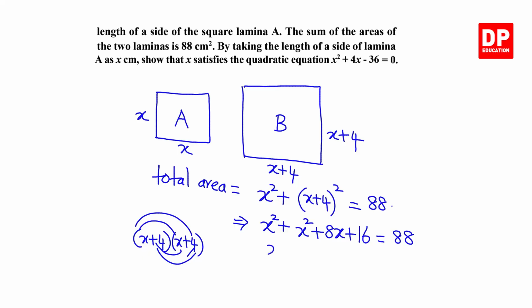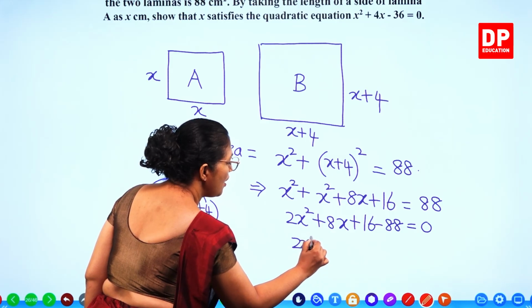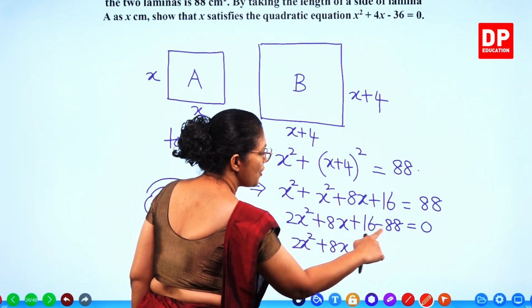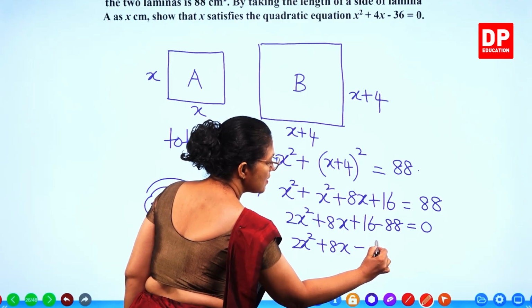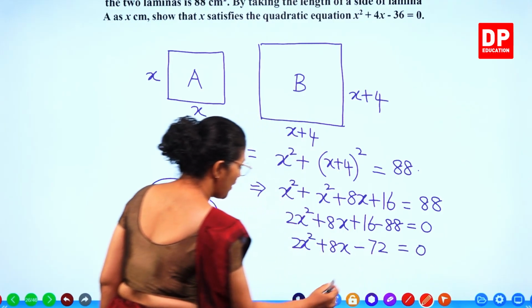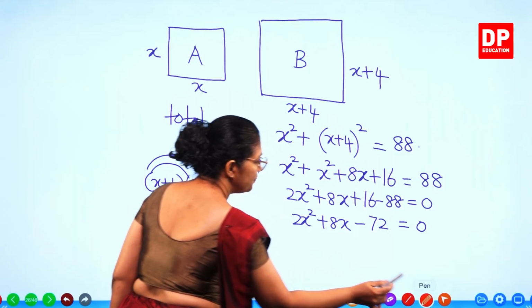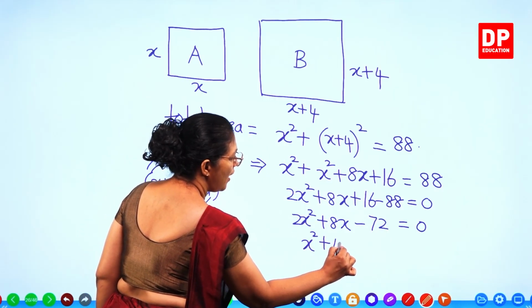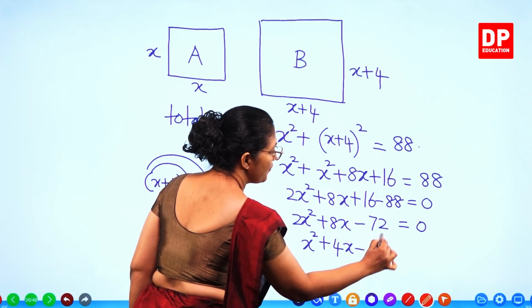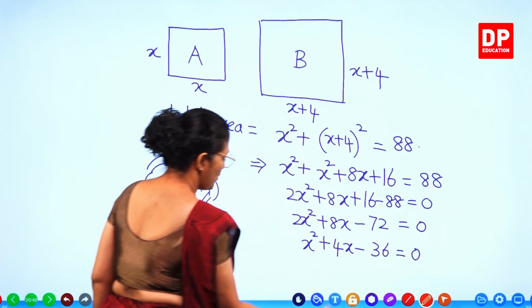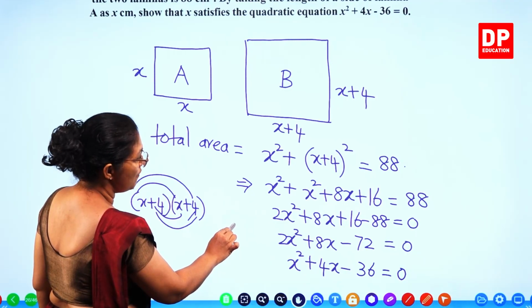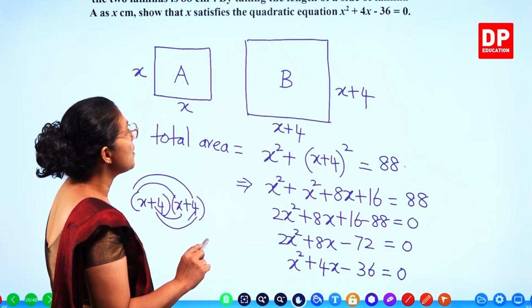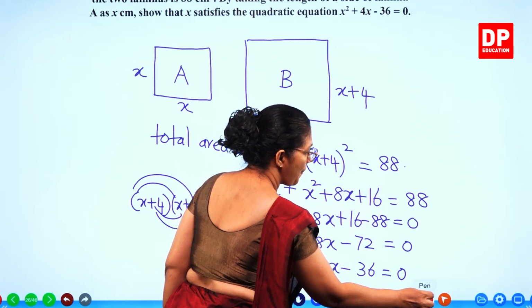When you simplify, you get 2x squared plus 8x plus 16 minus 88. So 2x squared plus 8x. Subtract these two, you get minus 72. Now divide the whole equation by 2. So you get x squared plus 4x minus 36 is equal to 0. This is the equation given in the question. X squared plus 4x minus 36 is equal to 0.